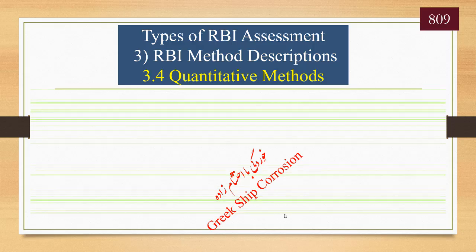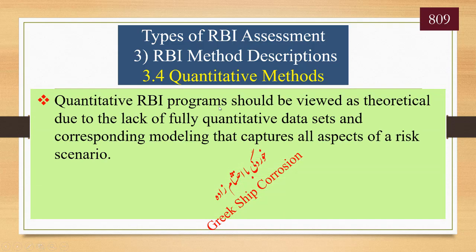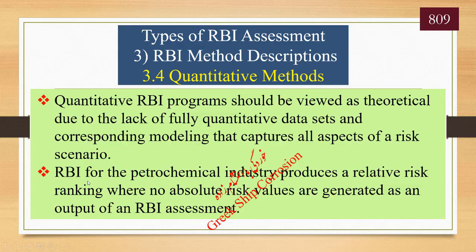3.4 Quantitative methods. Quantitative RBI programs should be viewed as theoretical due to the lack of fully quantitative data sets and corresponding modeling that captures all aspects of a risk scenario. RBI for the petrochemical industry produces a relative risk ranking where no absolute risk values are generated as an output of an RBI assessment.